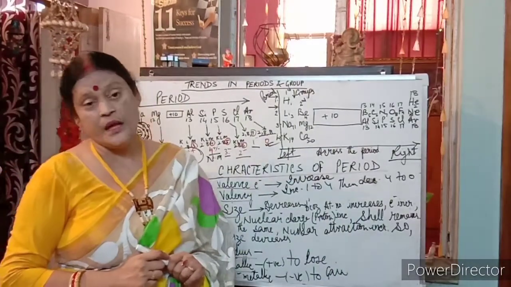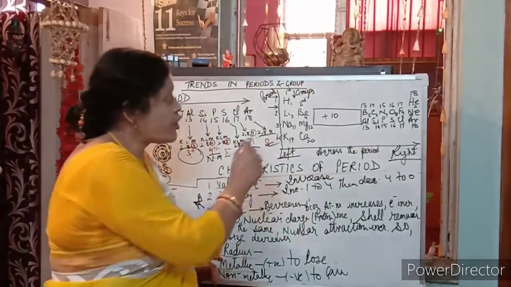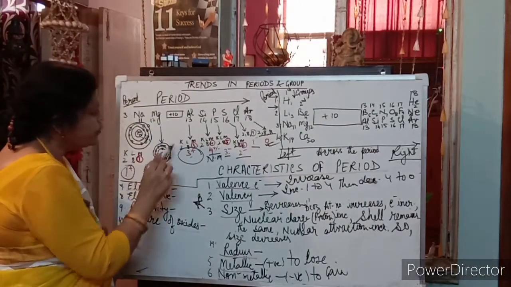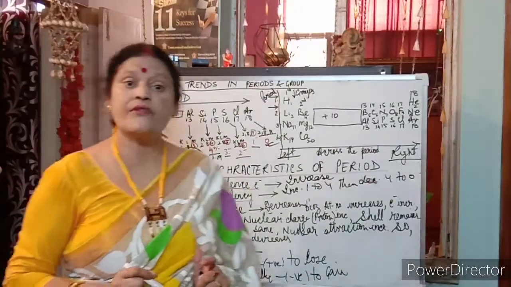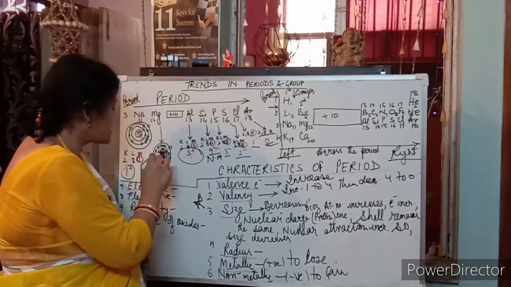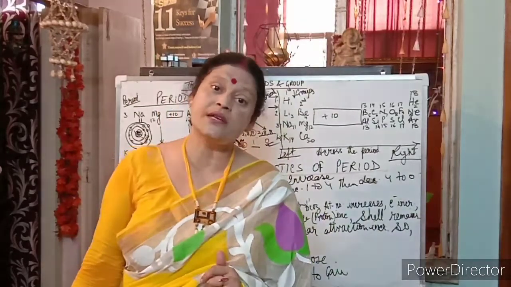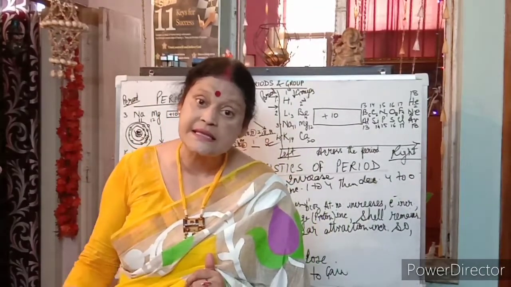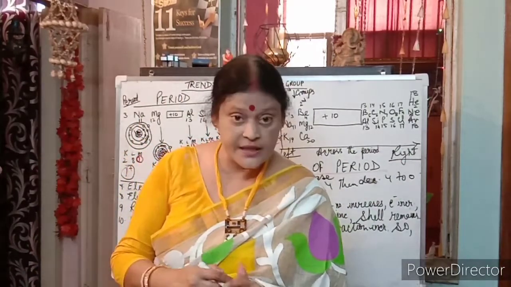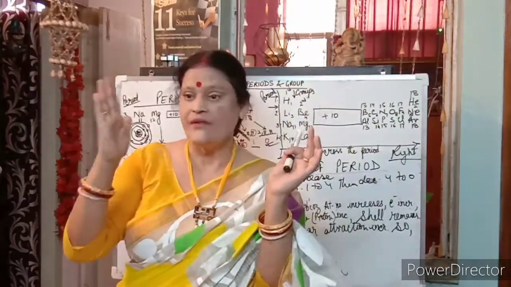Now, see what happens when we move from left to right. Size decreases. Why? Moving from left to right, atomic number increases. When atomic number increases, the number of electrons is increasing, 1, 2, 3, 4. And if the number of electrons is increasing, the nuclear charge, that is the protons present there, is also increasing, because electron is equal to proton. It is inside the nucleus, that is why it is called nuclear charge. So electrons are increasing, nuclear charge is increasing, electron is negative and nuclear charge is positive.